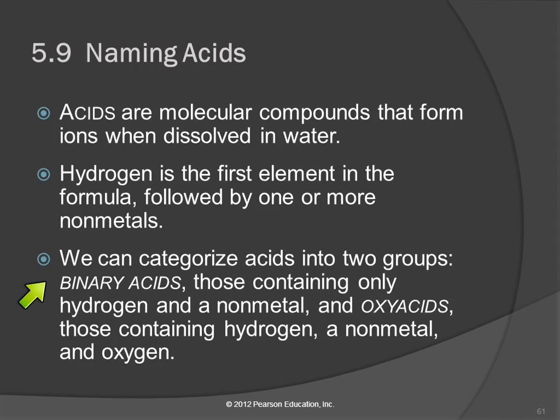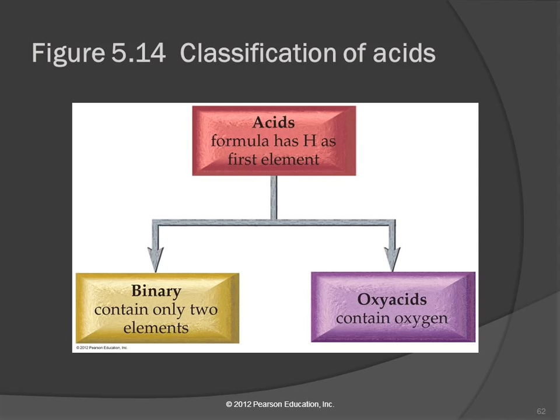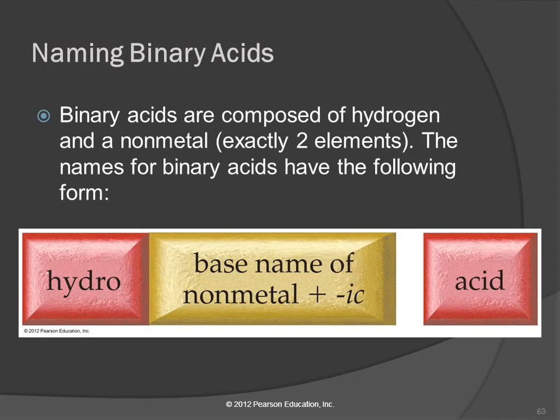And the acids are divided into two groups: binary acids, which are hydrogen and a nonmetal, and oxy acids, which have hydrogen, a nonmetal, and oxygen. And so there's the breakdown. We recognize them by their first element being H, and there's two groups. You get hydrogen and a nonmetal, or hydrogen, a nonmetal, and oxygen. And there's different names for both kinds. So the binary acids first.